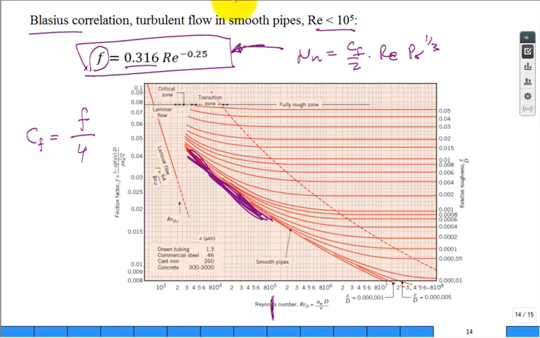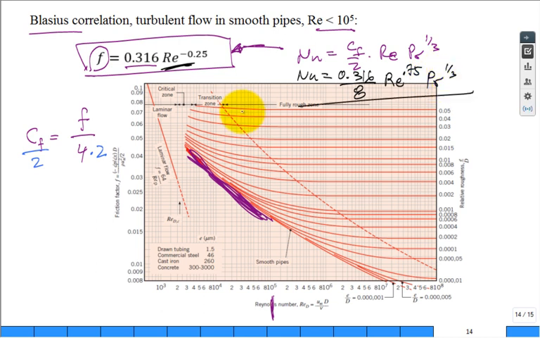So basically, if I do C sub F over 2, that's friction factor over 8. And so what you'll get is quickly a Nusselt number is equal to 0.316 divided by 8. Then I have Reynolds to the negative 0.25 times Reynolds to the positive 1, Reynolds to the 0.75, Prandtl to the 1/3. Yep. And it works. It's old. There's more accurate or other correlations which are more popular.